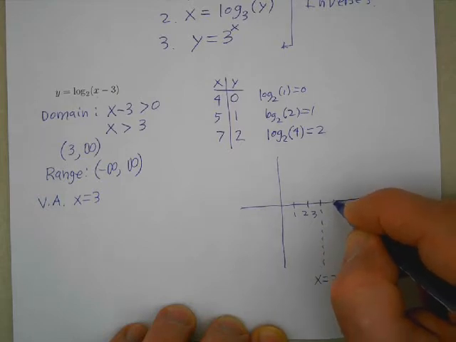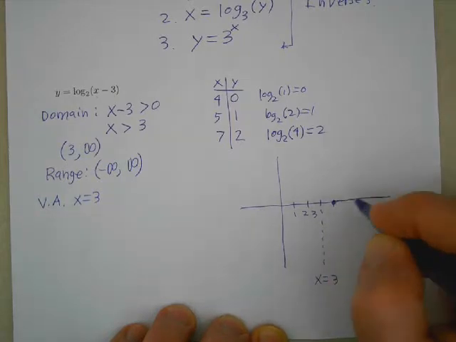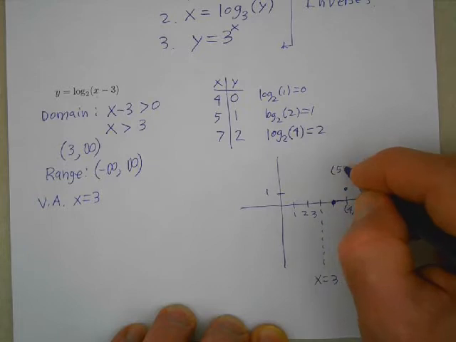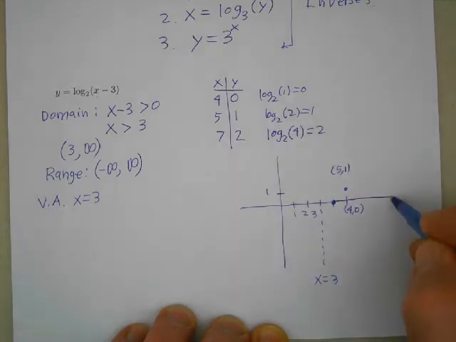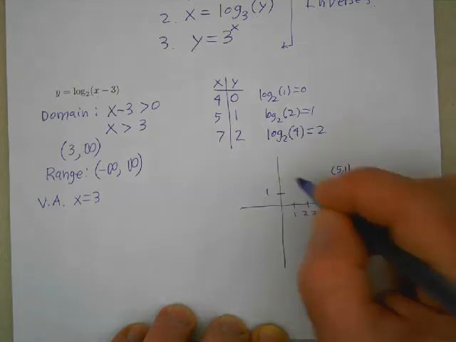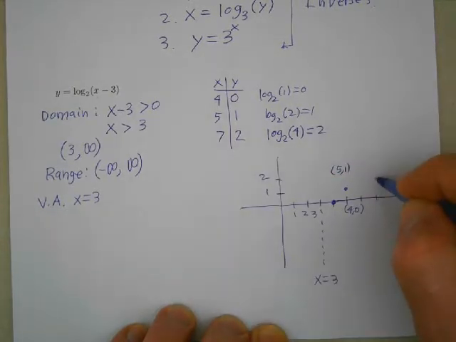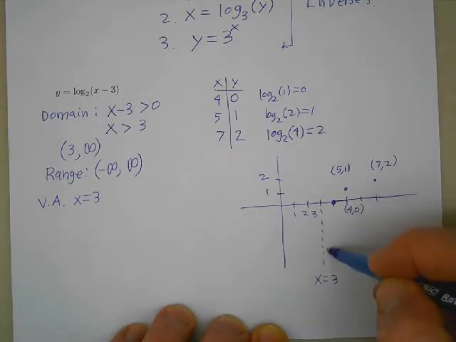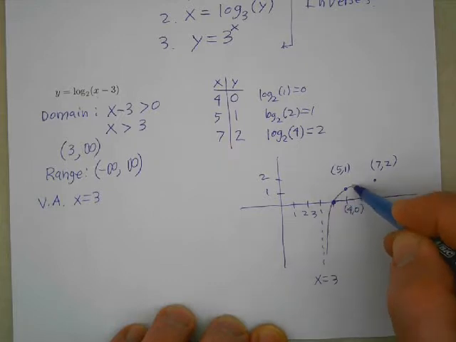The point 4, 0 is the x-intercept. And when x is 5, the y-coordinate is 1, so 5, 1. And when the x-coordinate is 7, the y value is 2, so that's 7, 2. And the graph will look something like this.